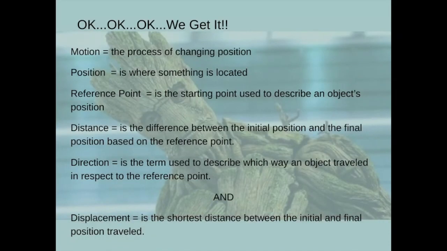Okay, I know you're saying, "Okay, Ms. Stinson, we get it." Motion is the process of changing position, and position is where something is located. The reference point is the starting point we use to describe the object's position. The distance is the difference between where it started, the initial position, and where it stopped, the final position, based on that reference point. And the direction is the term we use to describe which way it traveled with respect to the reference point.